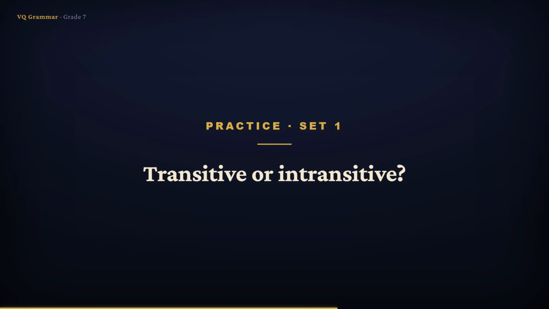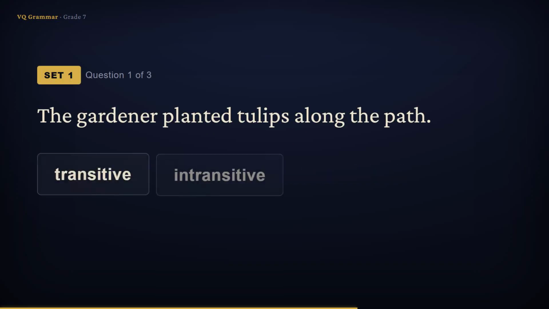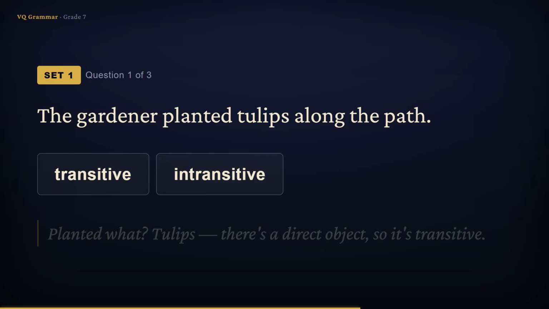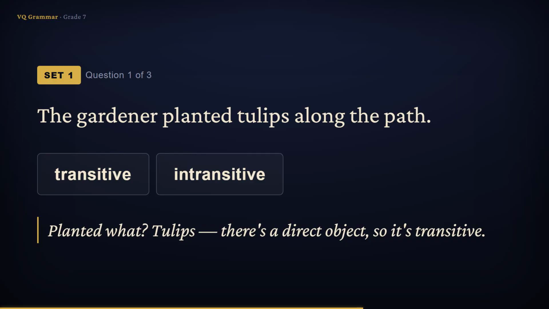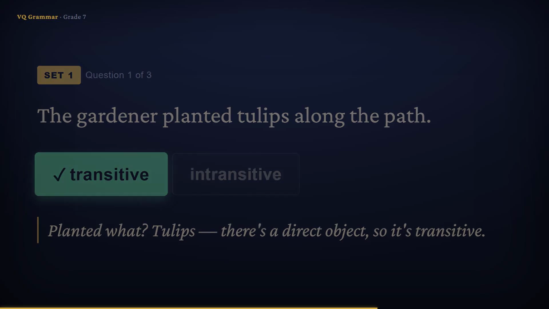In this first set, decide whether each verb is transitive or intransitive. Find the action verb, ask it a question, verb plus what or whom, and see if the sentence gives you an answer. Pause the video and try each one on your own before I reveal the answer. The gardener planted tulips along the path. The action verb is planted. Planted what? Tulips. There's your answer, so tulips is the direct object. Since the verb has an object, it is transitive. So the answer is transitive.